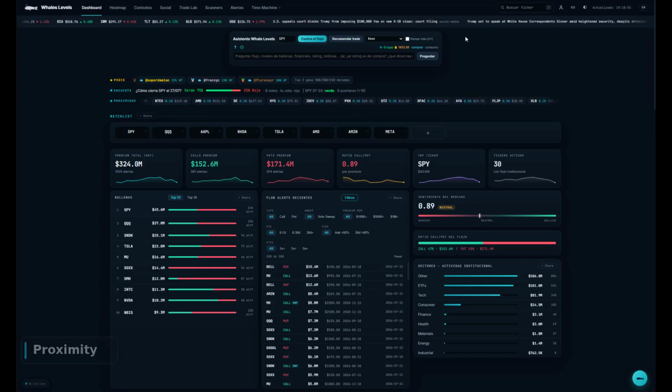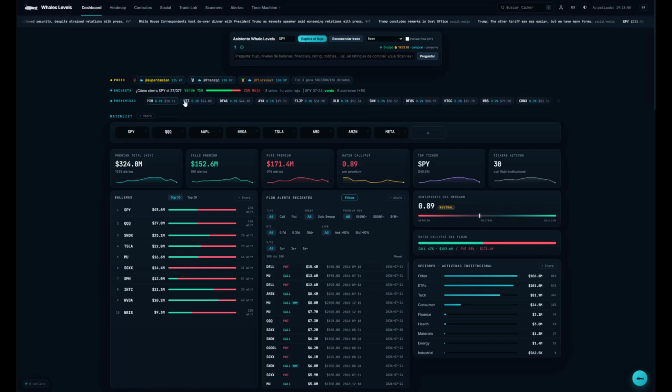Let's continue with proximity. At DarkGamma, we trade without indicators. You can use any indicator you like, but what we're really after here is seeing where institutional money is positioned. That positioning shows up very graphically with the heat maps. The more intense the color, the more money parked at that level.